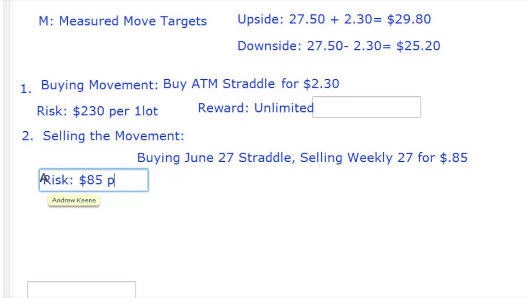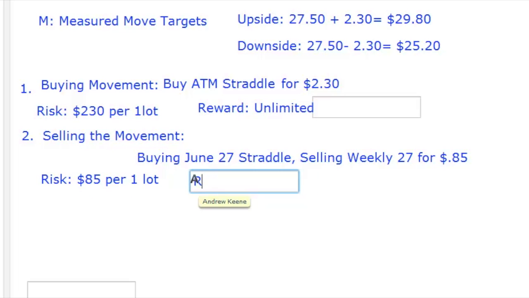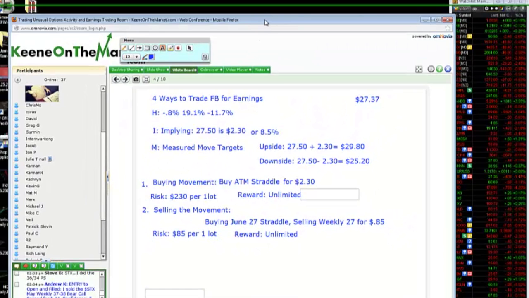$85 per one lot. I was calling them so I could give them some quotes, like, this is what it's going to cost, while they get it approved. Reward, in theory, is unlimited. The closer to 27, the better on this trade.